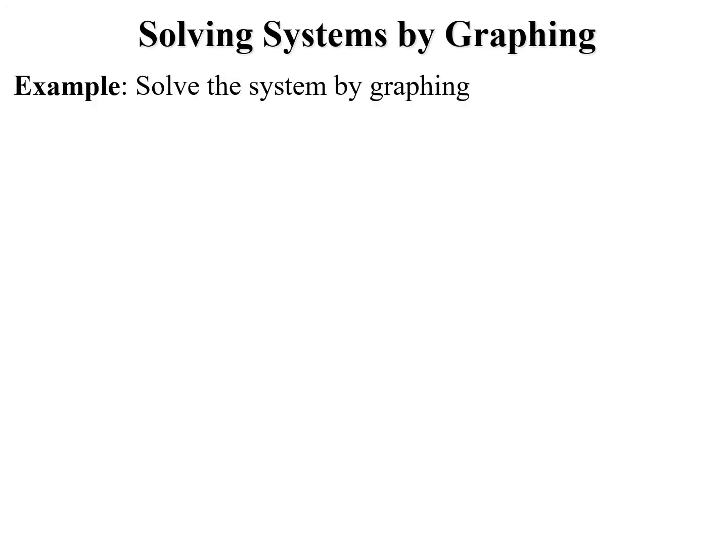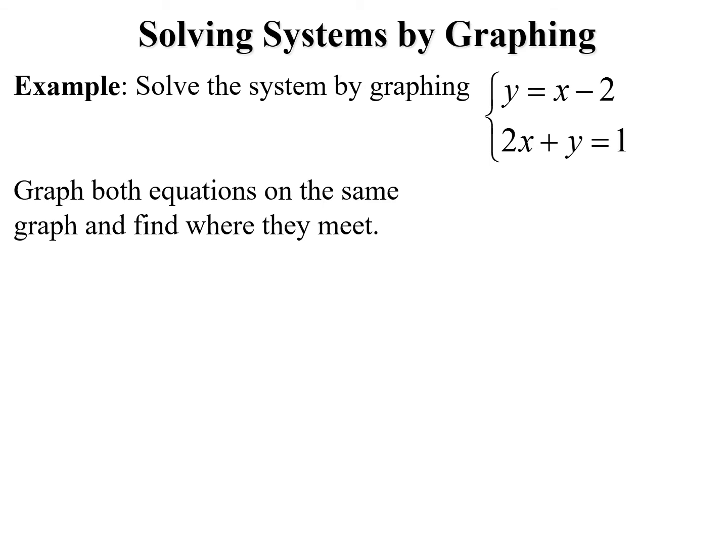So when we solve systems by graphing, this is an example of a system: y equals x minus 2 and 2x plus y equals 1. So here in a system, we have two linear equations. To solve by graphing, we are going to graph both equations on the same graph and find out where they meet.